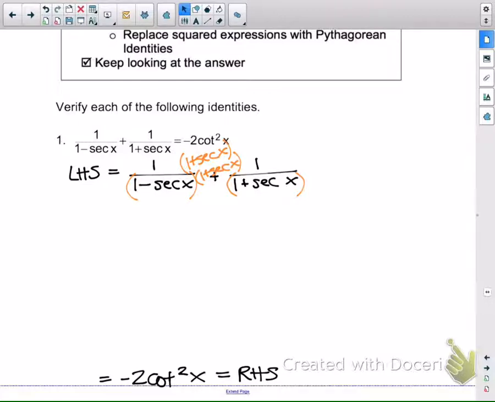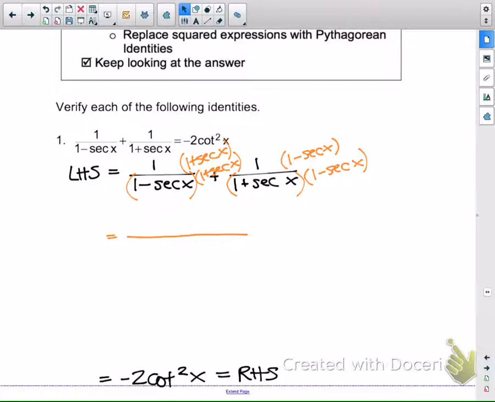If the first or the second fraction has a 1 plus secant, what does it need? A 1 minus secant. Now, the common denominator is 1 plus secant, 1 minus secant. Rather than leave it that way, what should I do with it? Put it together. So let's work on the denominator.